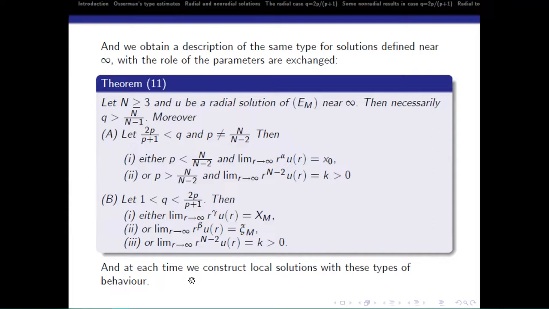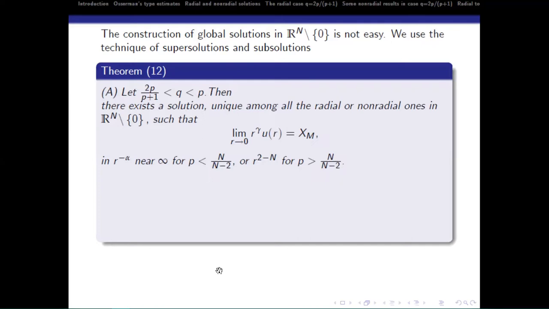Concerning global singular solutions, it's not easy. For that, we use the technique of super solution and subsolution. We can prove that if q is greater than 2p over p plus 1, there exists a solution such that it behaves like the eikonal equation at zero, and at infinity, it depends on p, either in r to the minus alpha or in r to the 2 minus n.